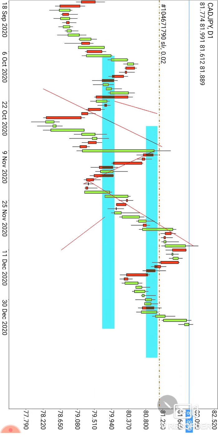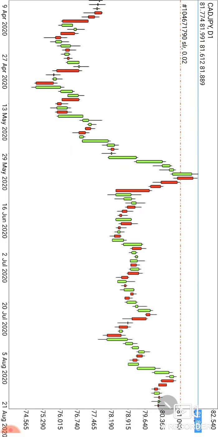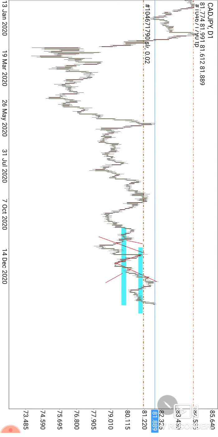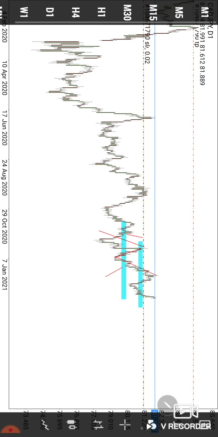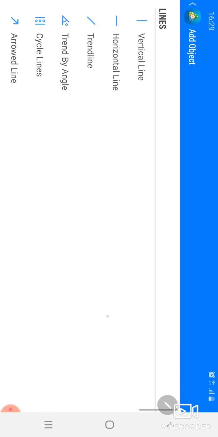If you look from here, there is no down structure. Look from here, the bigger picture. Look at the bigger picture of this. The bigger picture that I see from the daily in this pair is that there's a rally here, and this whole thing is the base.